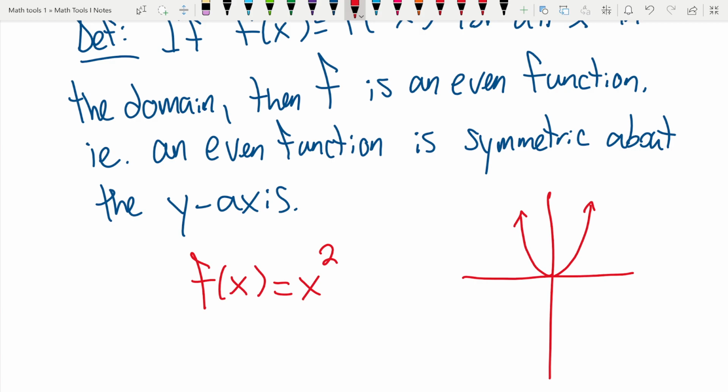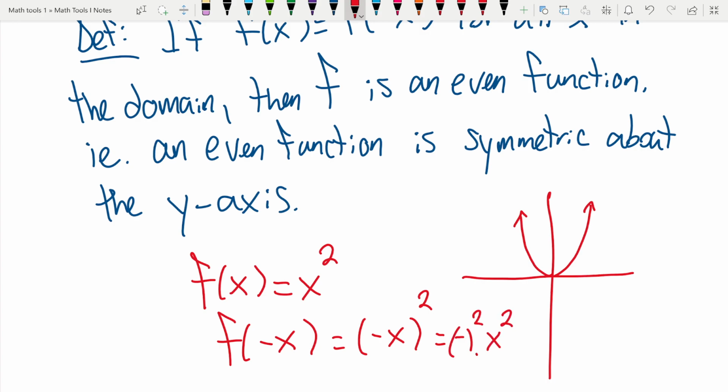So if f of x equals x squared, then we look at f of negative x, which is going to be negative x, squared. The negative gets squared too here because x is squared. So if we're doing negative x, we replace the x with a negative x. So this is negative 1 squared times x squared, and negative 1 squared is positive 1. So this is x squared. So f of x equals f of negative x, so this is an even function.